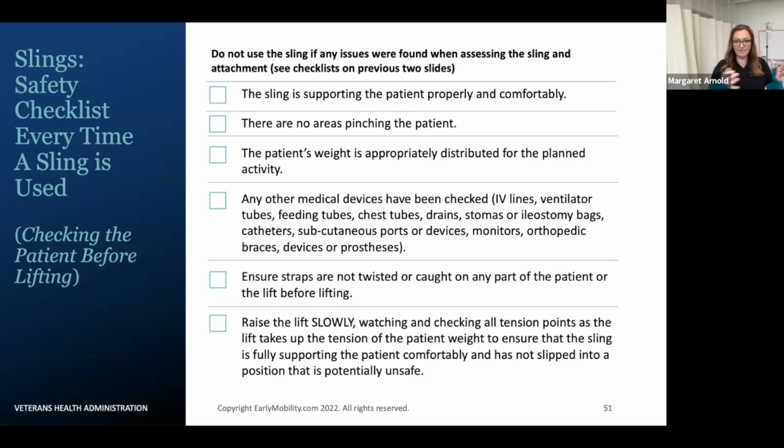Remember that the sling and the lift are being used in combination with the holistic picture of everything that patient is dealing with and all the devices they may be attached to. Ensure straps are not twisted or caught in any part of the patient or the lift before lifting. And raise your lift slowly, watching and checking all tension points as the lift takes up the tension and the patient weight. Ensure the sling is fully supporting the patient comfortably and the patient has not slipped into a position that is potentially unsafe.